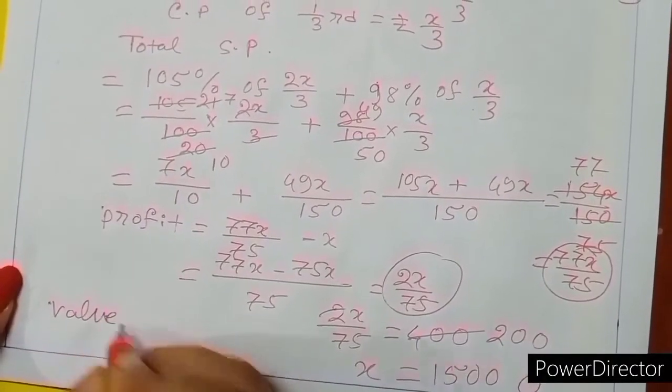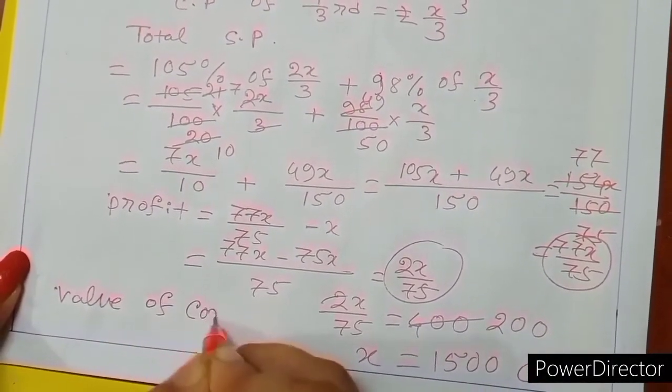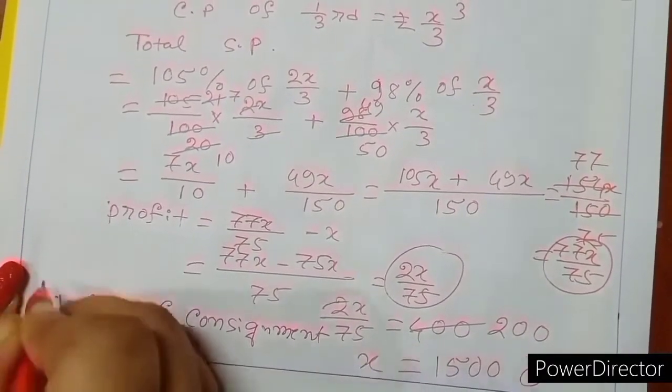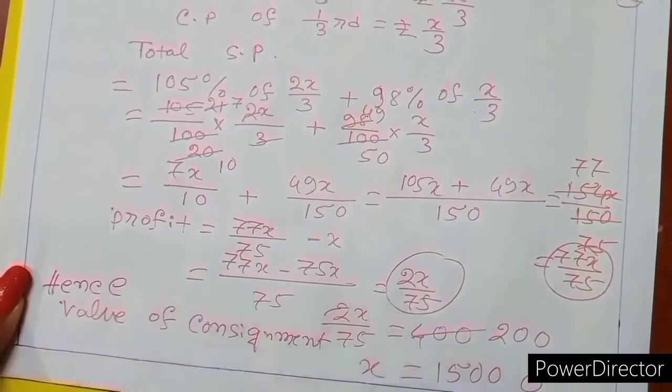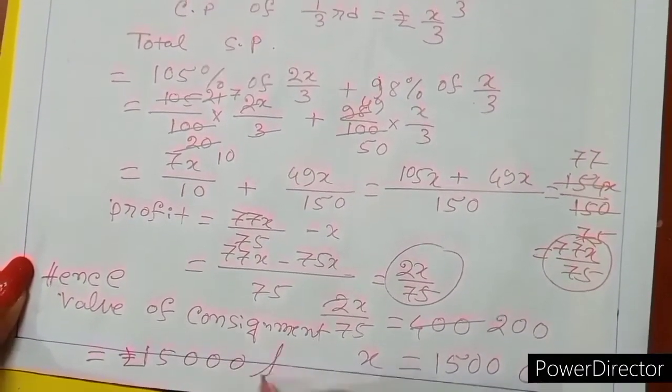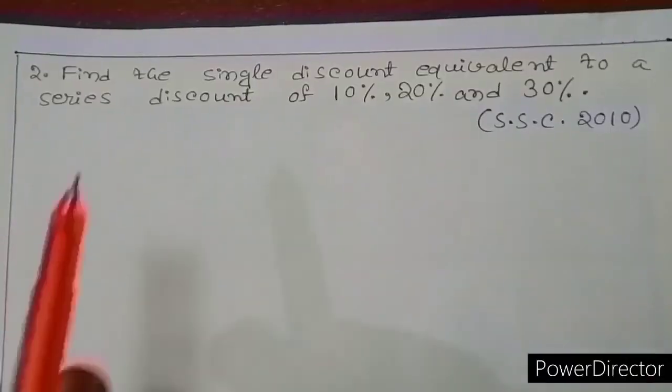So the value of consignment equals, hence value of consignment equals 15,000. That is the answer. Next question.